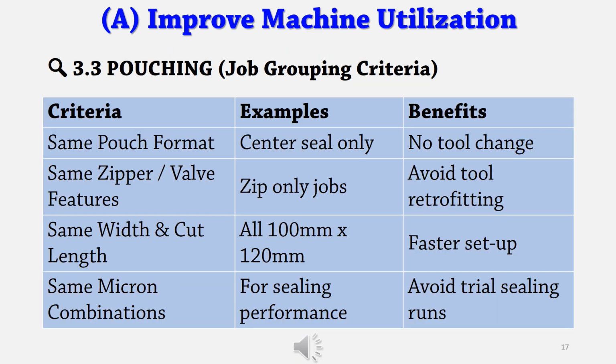In this slide, job grouping criteria for pouching process are given. Same pouch format can be combined. Same zipper or valve features jobs can be combined. Same width and cut length can be combined. Same micron combinations can be combined. The examples and benefits are there on the screen.